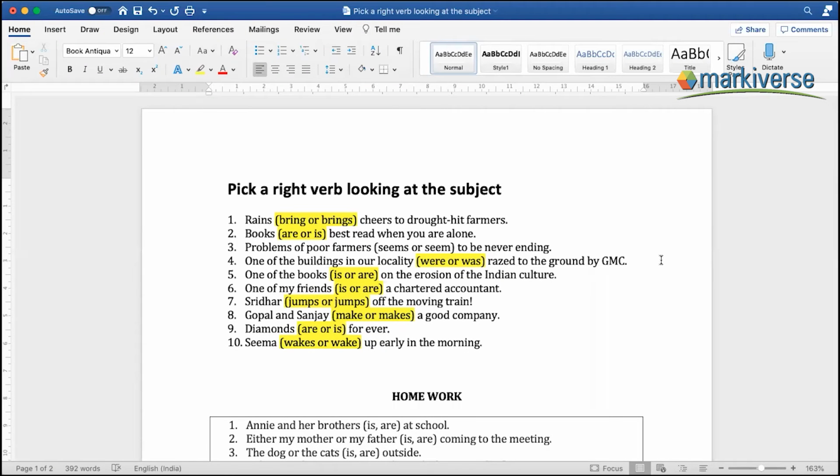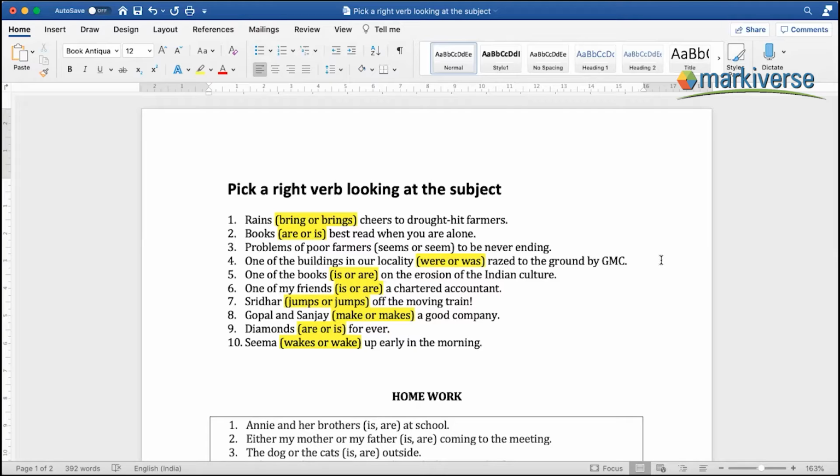In this video, we'll talk about a mix of both the s-verbs and non-s verbs. So I've mentioned some 10 examples out here. All you have to do is pick the right verb looking at the subject. Okay, you should look at the subject. Subject is nothing but what we focus on. What is the central point of the entire sentence, right?